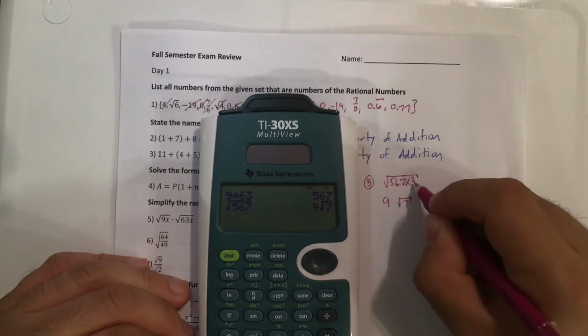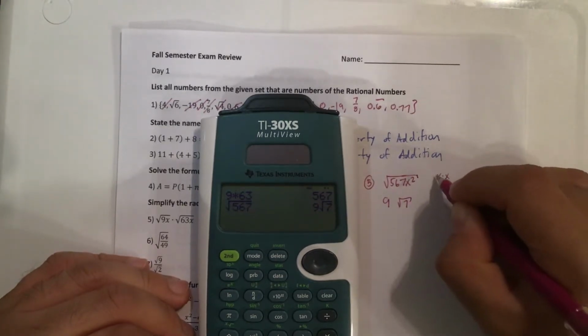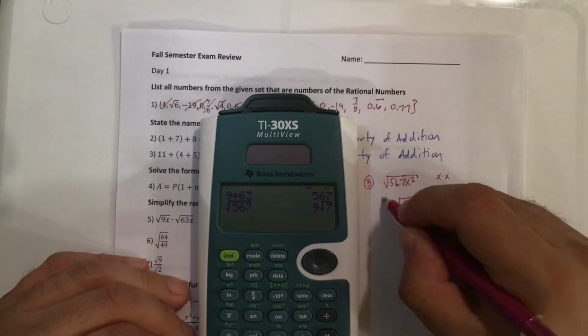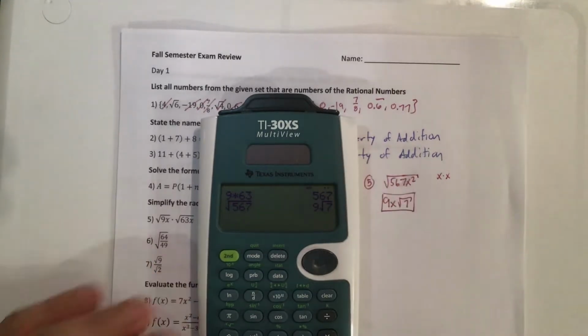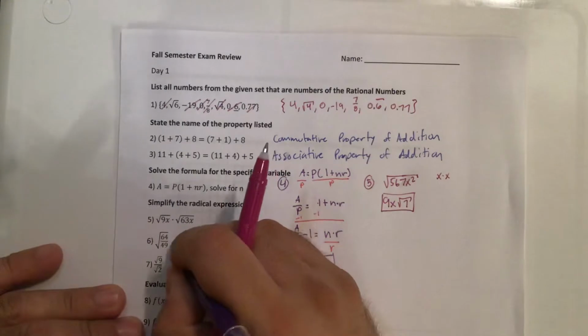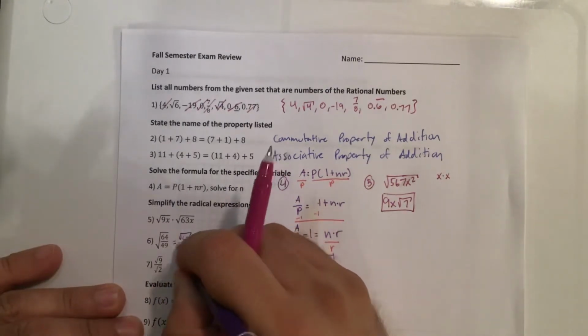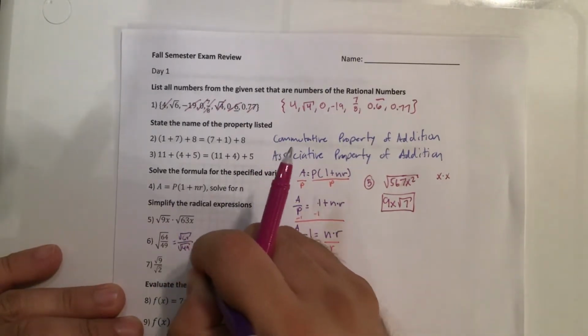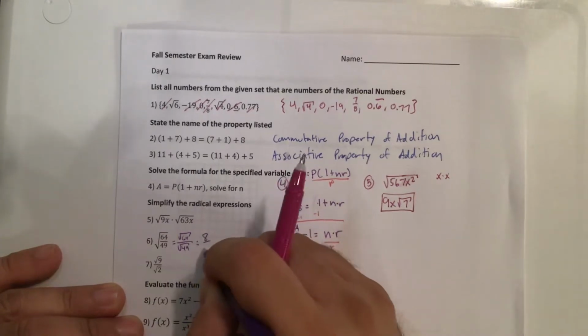And we know that x squared is really x times x, so that's a pair. That's going to come on the outside. So we have 9x square root of 7. All right. Now number 6 is very straightforward. You can either type that in the calculator, or you could just split this apart: the square root of 64 divided by the square root of 49. The square root of 64 is 8, and the square root of 49 is 7.